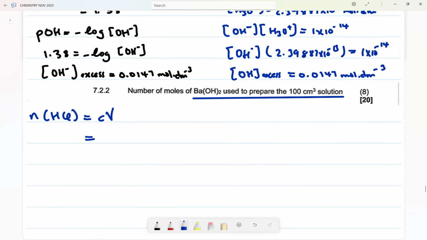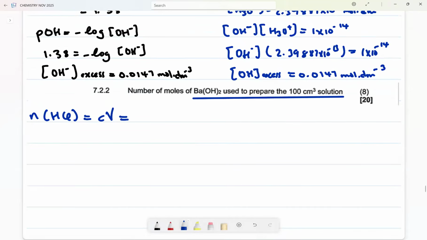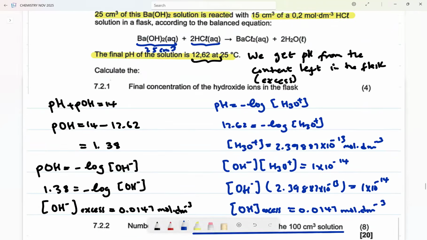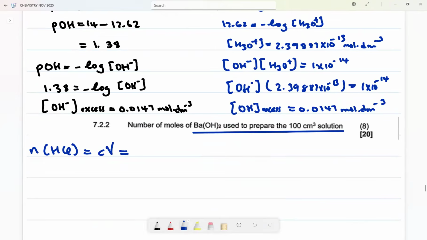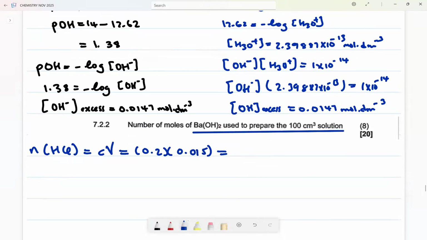So the number of moles of hydrochloric acid is going to be equal to CV. The concentration, remember, was 0.2. The volume was 0.015, which is 15 centimeter cubed, and you divide that by 1,000. And then you get the number of moles of HCl to be 0.003 moles.